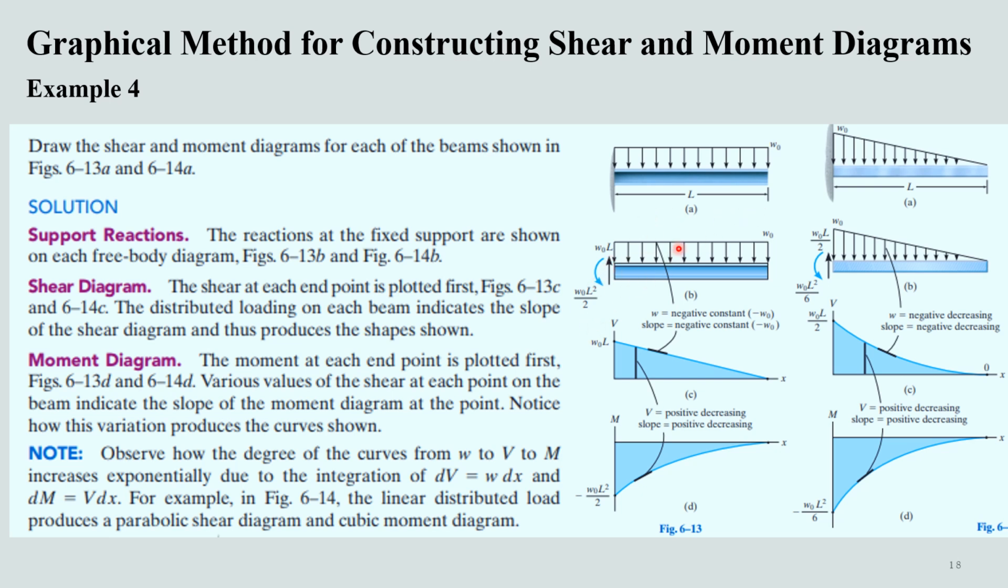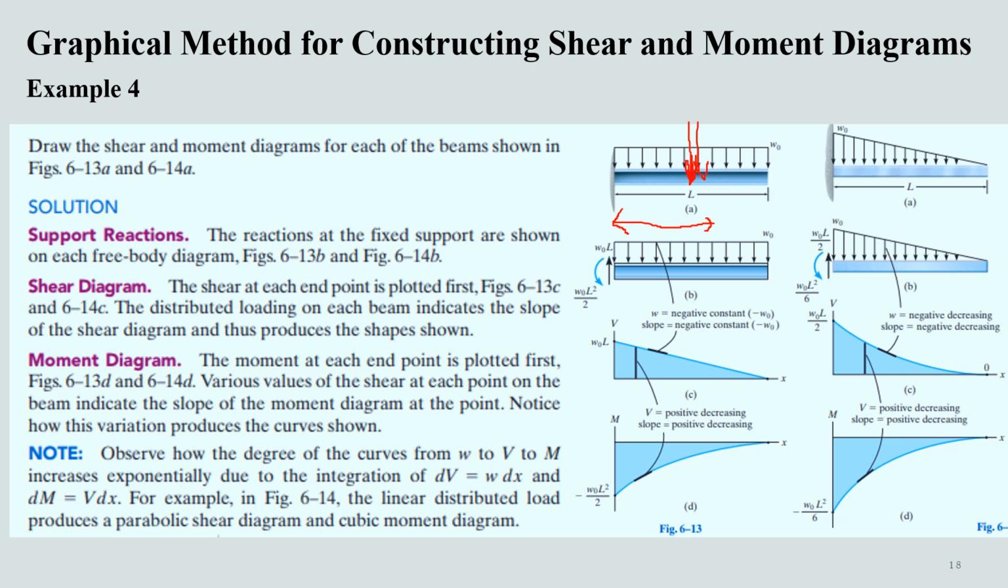And the moment will be equal to the moment due to this load, for which you have to find the resultant, which is W naught L, multiplied by this distance, which is L by 2, because the resultant of a UDL always acts at the center of the span. So W naught into L by 2. Now we have to construct a shear diagram. The loading is negative, thus the slope of the shear diagram will be negative.